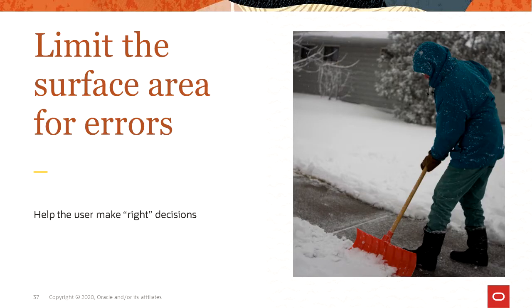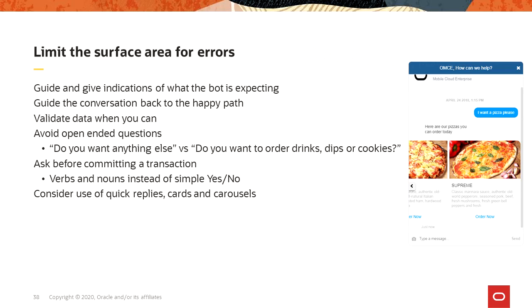And all part of the error handling is also reducing the surface area for errors as well. So guide the conversation on what's expected. You could give examples of what you require. You could validate the data. So a simple example on the pizza ordering, if I say I want to order a pizza at 3 a.m., it would be good to validate that 3 a.m. as immediately as possible. So the bot might respond, sure, I can help you order a pizza, but I'm afraid we close at 11. Okay, so validate data when you can.